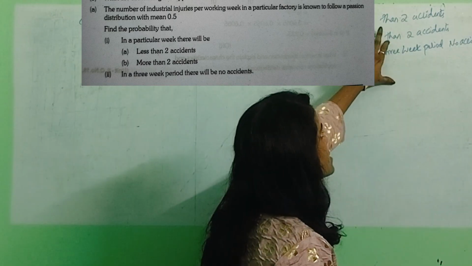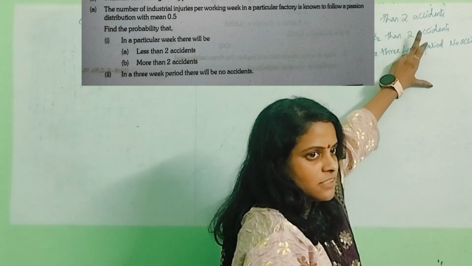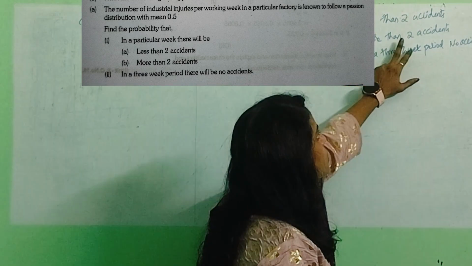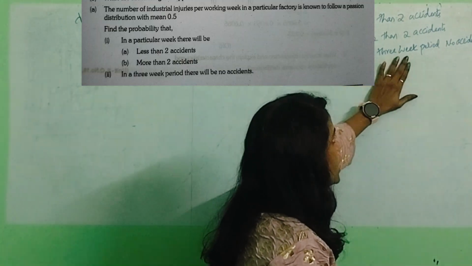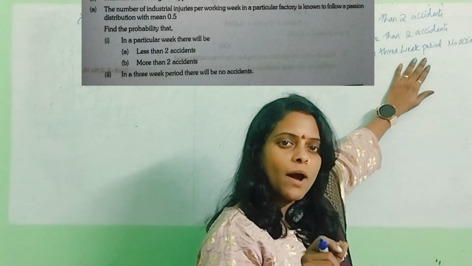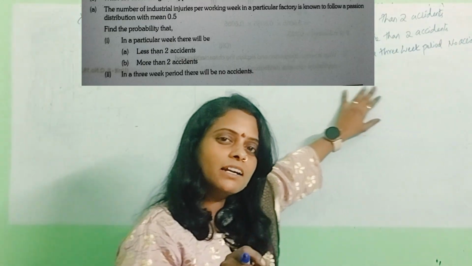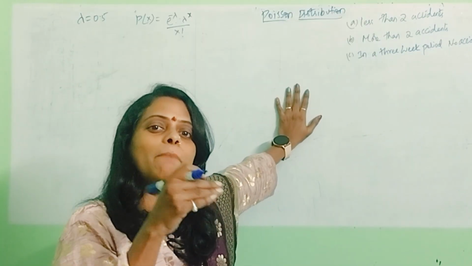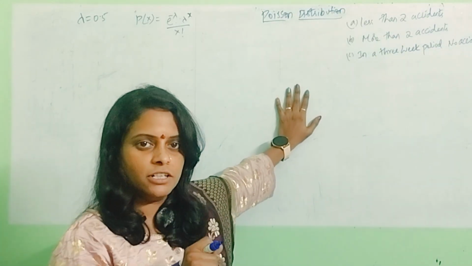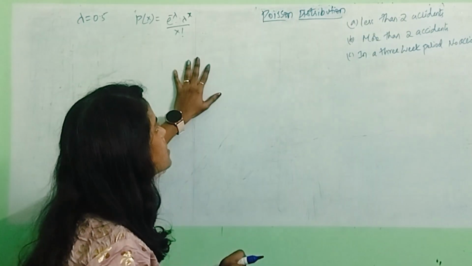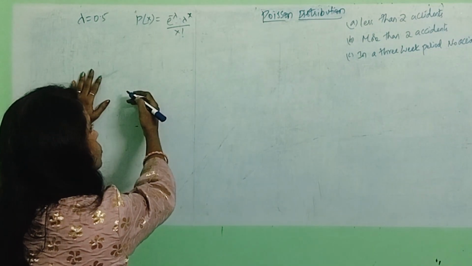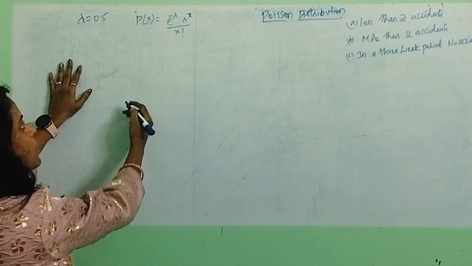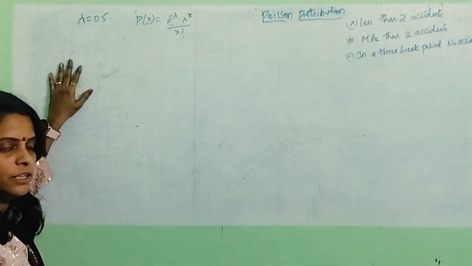So what is the first question? Less than 2 accidents in a week. Then more than 2 accidents in a week. And in a 3-week period, there are no accidents. So that is the Poisson distribution pattern that we have to find out. In order to find that, first we have to find what is your e power minus lambda value.